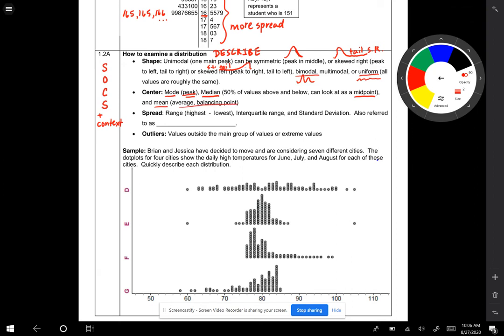For spread, if we're going to use the mode, we want to use the range, which is the highest minus the lowest. So I'll put down, goes hand in hand with mode. The interquartile range goes hand in hand with median, and the standard deviation goes hand in hand with mean. These three measures of spread are known as variability.